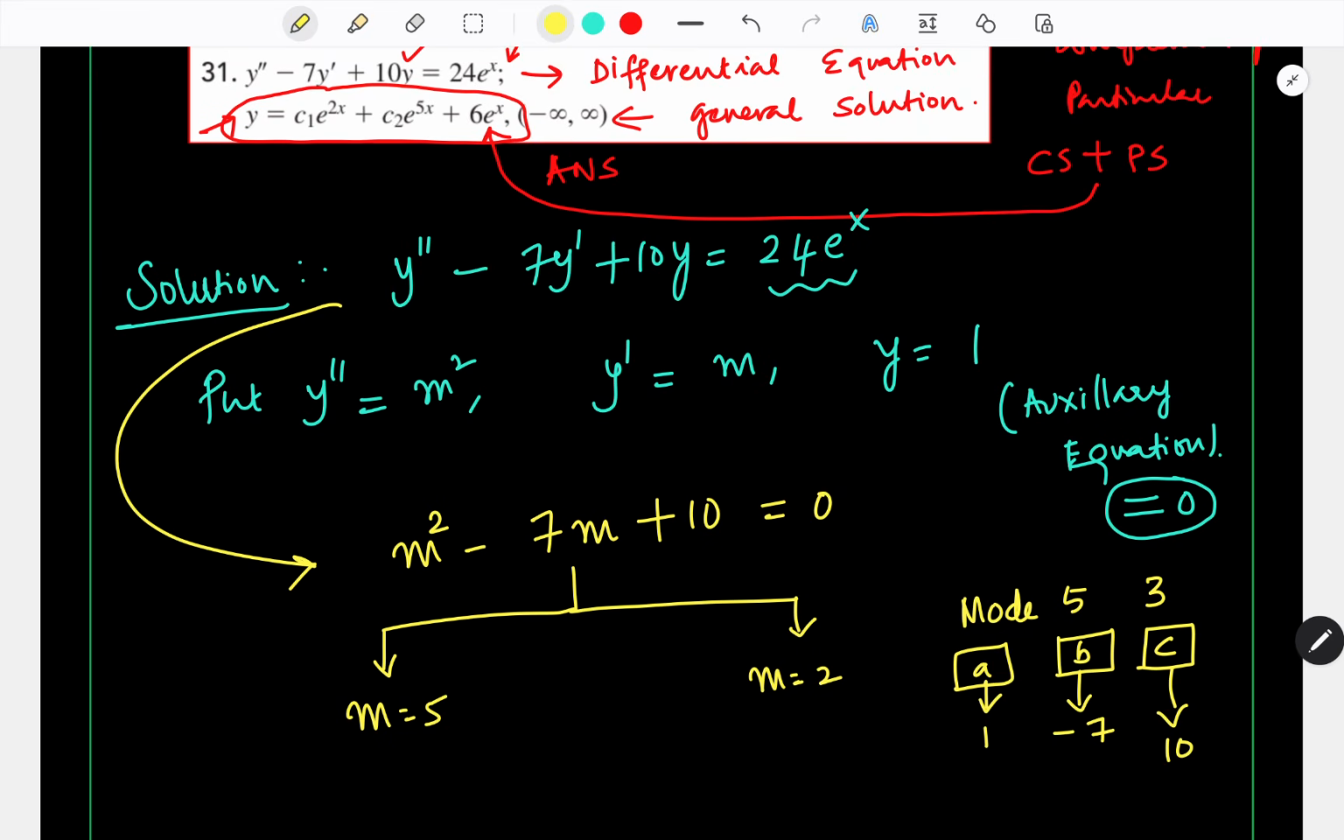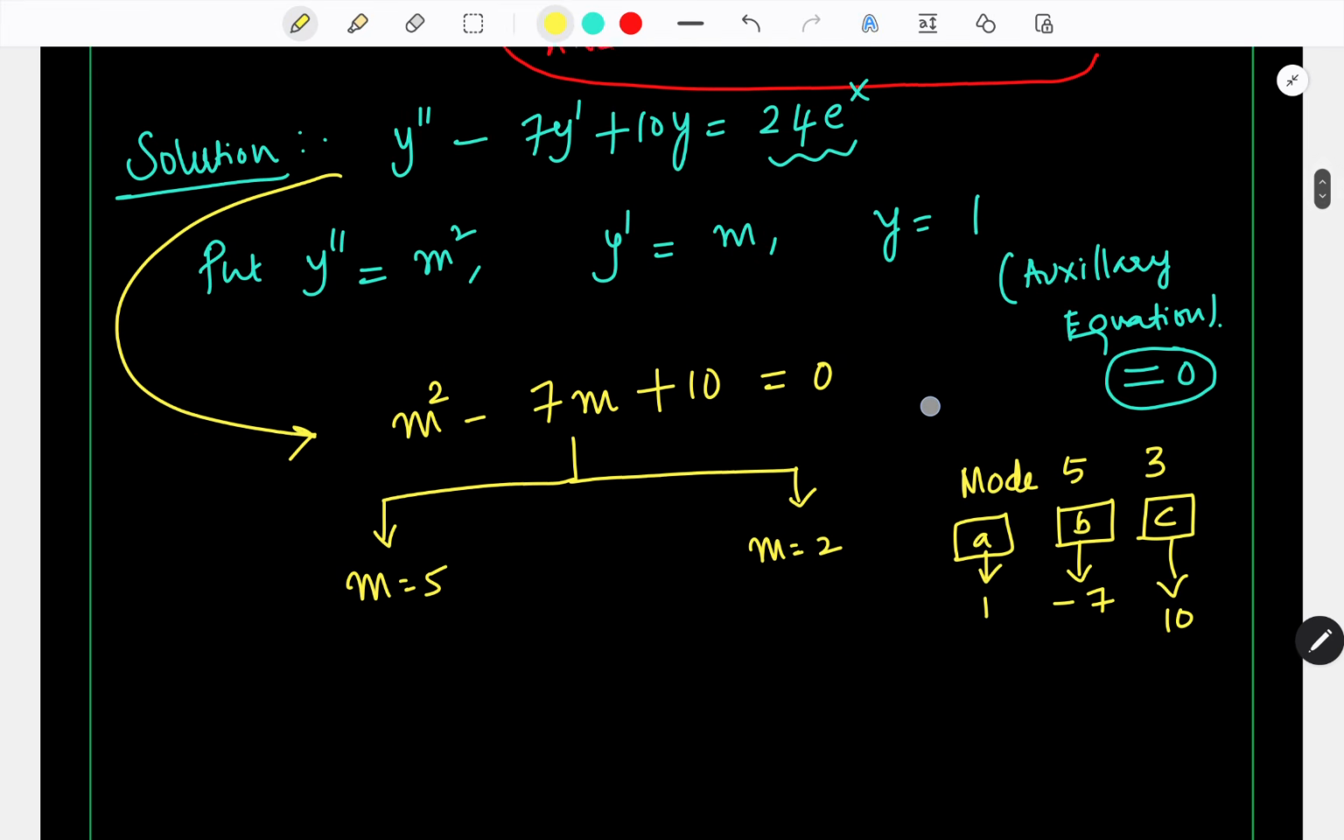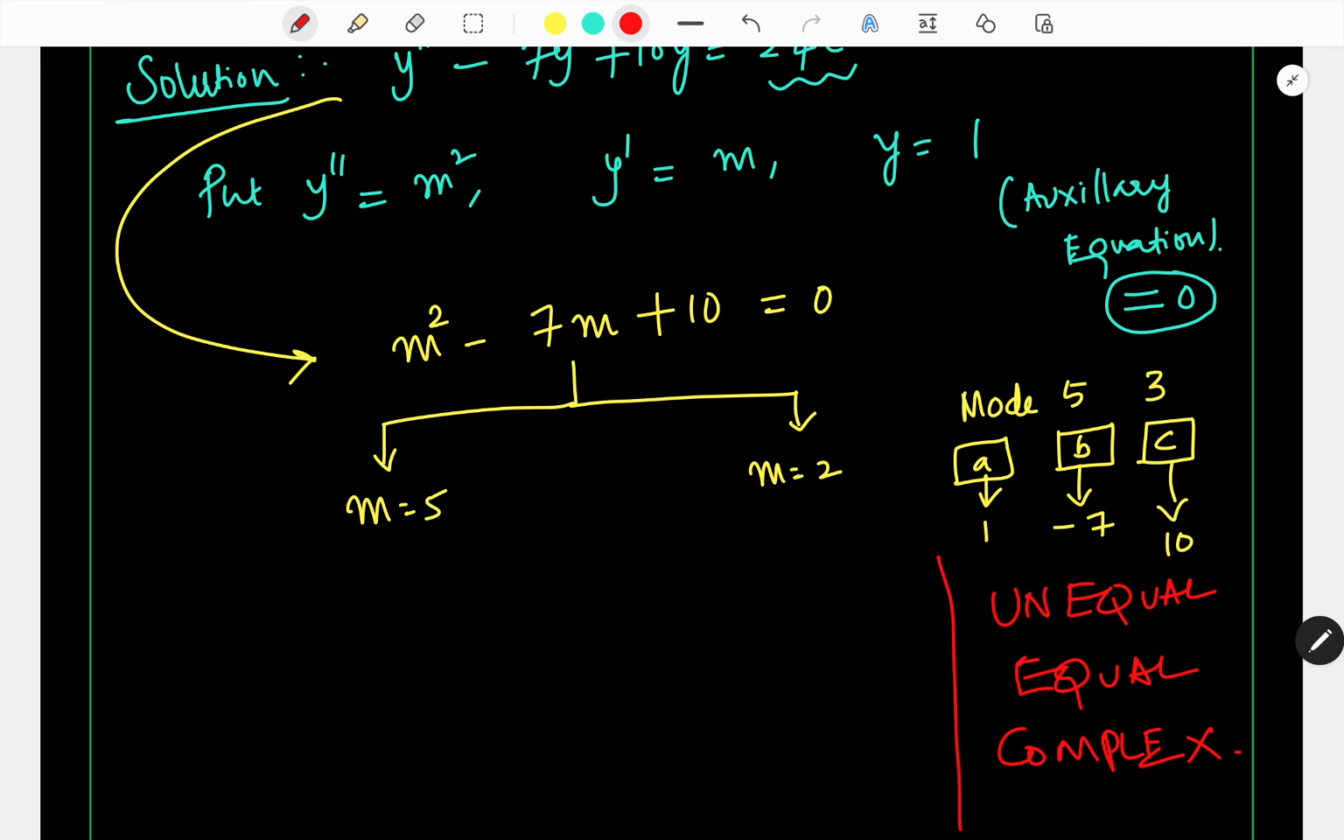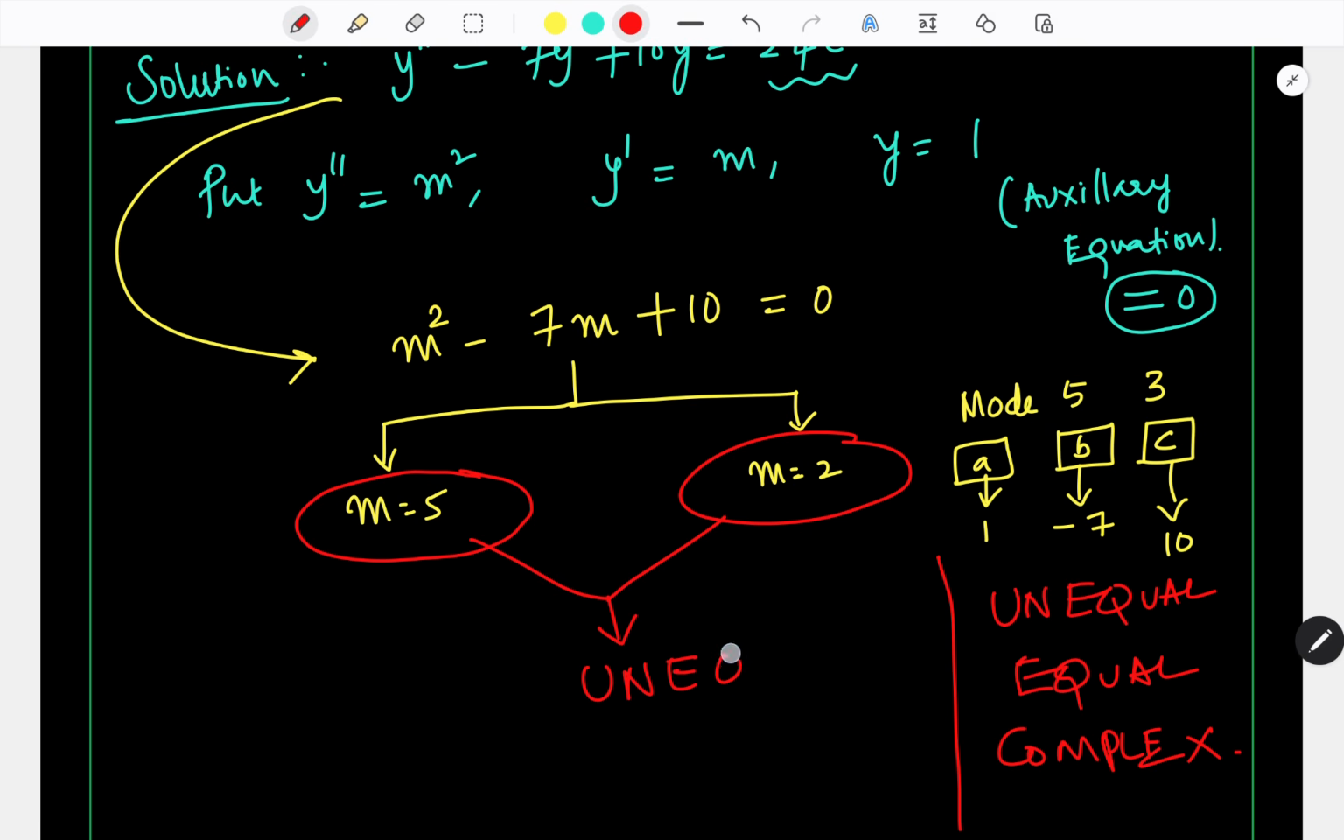And I told you there are three situations when you get the answers in the calculator. What are the three situations I told? It can be unequal roots, it can be equal roots, and it can be complex roots. There are three types of roots, I said. What did you get now? m is equal to 5 and m is equal to 2. Unequal, equal, complex? No, this is unequal roots.